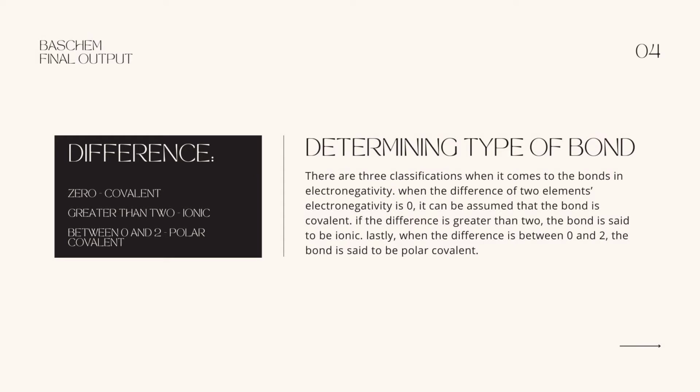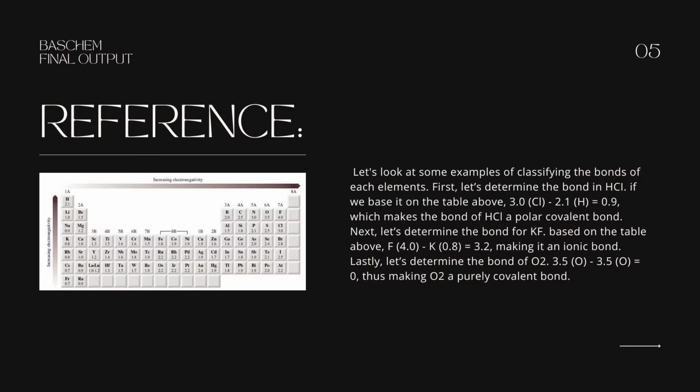There are three classifications when it comes to bonds and electronegativity. When the difference of two elements' electronegativity is zero, it can be assumed that the bond is covalent. If the difference is greater than 2, the bond is said to be ionic. Lastly, when the difference is between 0 and 2, the bond is said to be polar covalent.